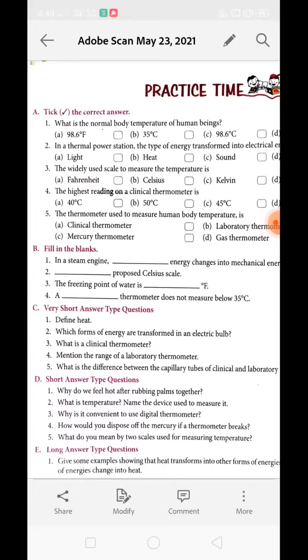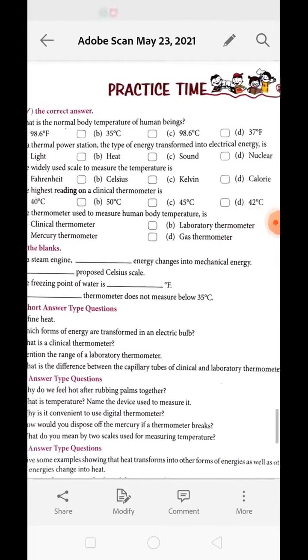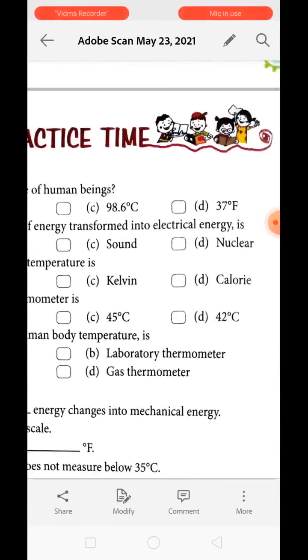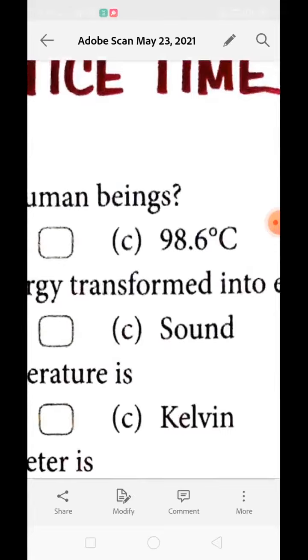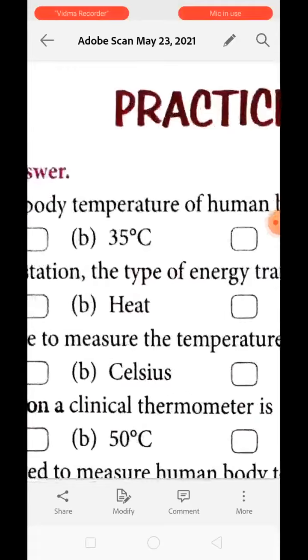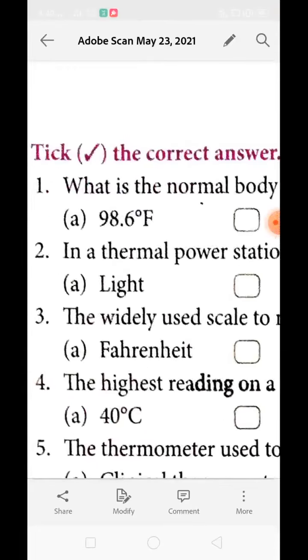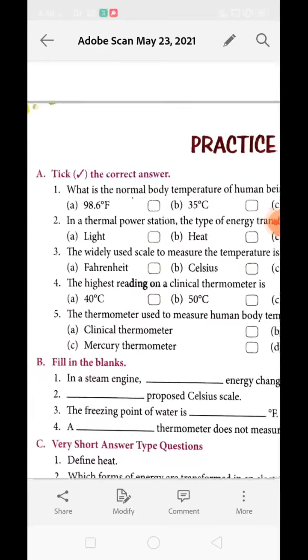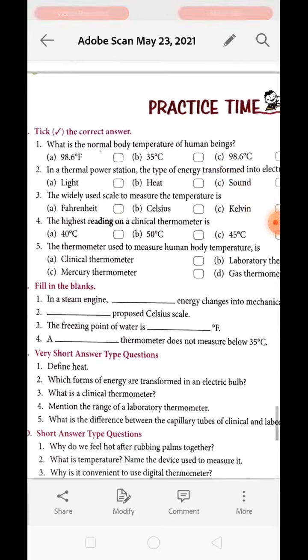So next, question A. What is the normal body temperature of a human? The human body temperature is given over here. See, it is 37 degree Fahrenheit. So it is not correct. It is 98.6 degree centigrade. No, it is wrong. 35 wrong. It is 98.6 degree Fahrenheit. Yes, it is true. The answer of 1 is A. Now the second question.